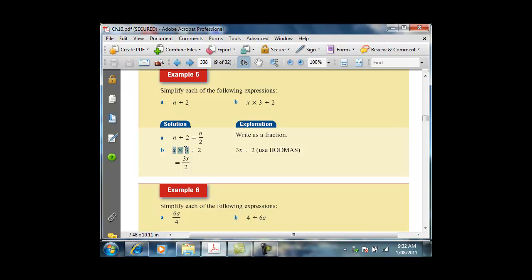So x times 3 is 3x, and that divided by 2 is 3x upon 2. That's how we write it. Have a look at that. Similarly, n divided by 2, we did n upon 2, hence 3x divided by 2 would be 3x upon 2. And that's why we get 3x upon 2 as the answer.